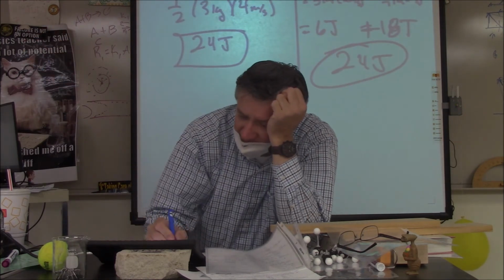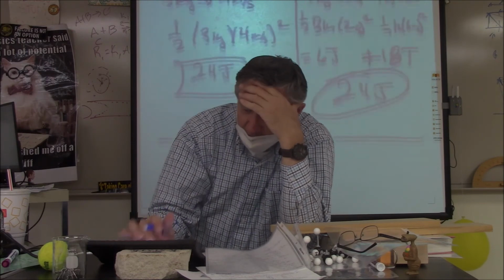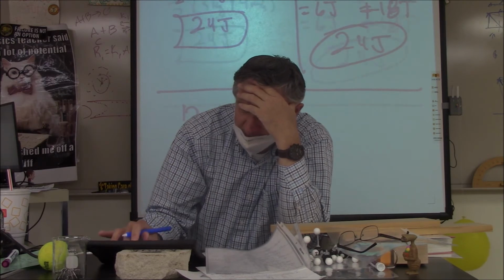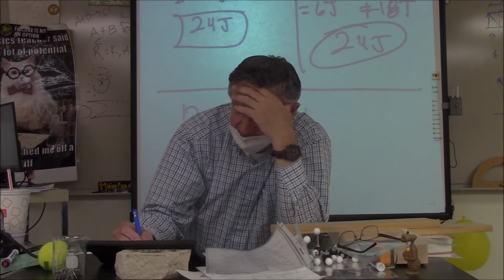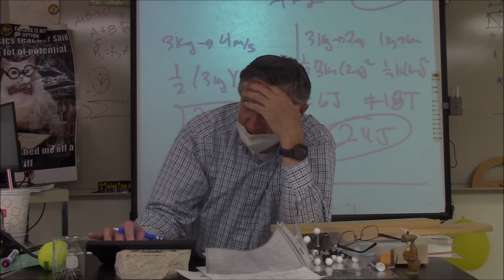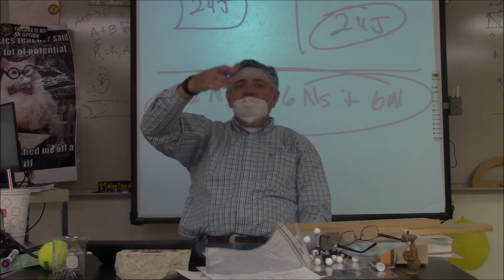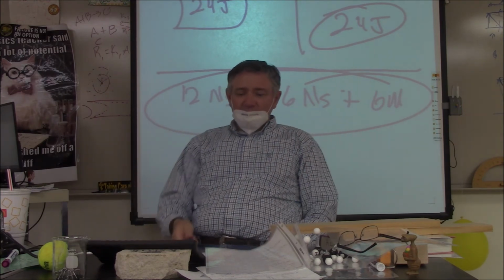Now, if I want to conserve momentum, and that's going to be easier, oh, that's just 3 times 4, okay, that's 12 Newton seconds. And then this is 3 kilograms moving at 2 meters per second, so that's 6 Newton seconds. And then I have 6 meters per second times 1 kilogram. Voila, I've conserved momentum and I've conserved energy. So it's a perfectly elastic collision.